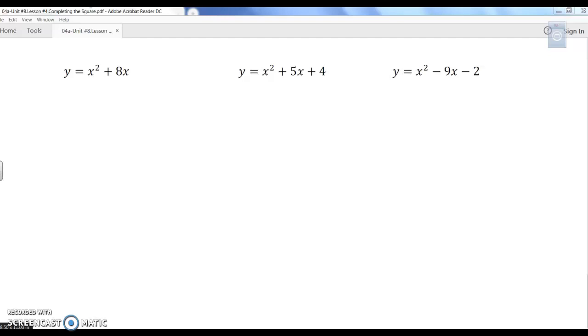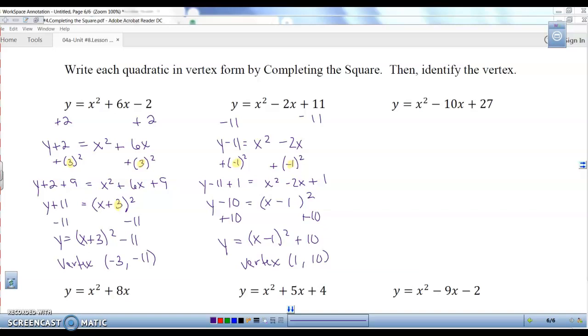This is Algebra 1, Unit 8, Lesson 4, the rest of the completing the square notes. So we did the completing the square notes before. Here's where we left off. So let's take a look at the next problem here. I'm going to skip this one right here, but I'm going to go to the next one after that.